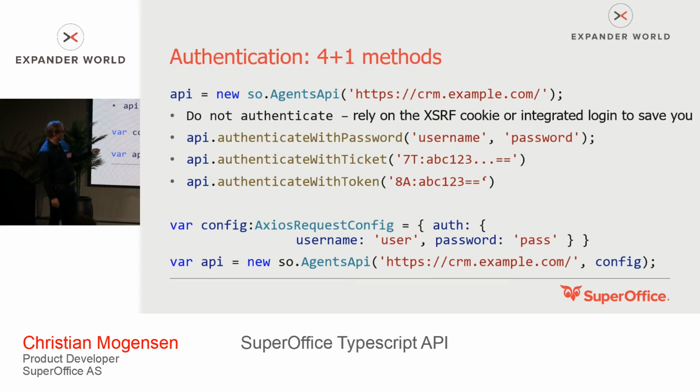You can pass in a ticket or a token, essentially. And these all basically just set the HTTP headers under the covers to the appropriate values. The fifth option is to talk to the underlying HTTP mechanism we use, called Axios. You can configure that to say, here's my username and password, or here are the magic headers I need to add to my request. And you pass that in when you're configuring the agents API or the agents, and it will trickle on down until the actual request gets fired off.